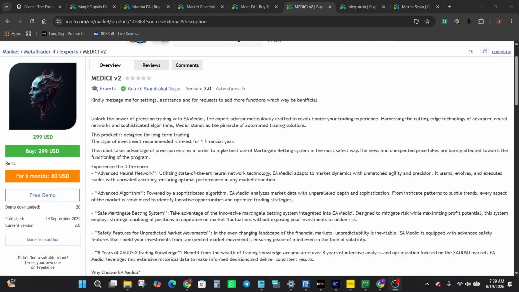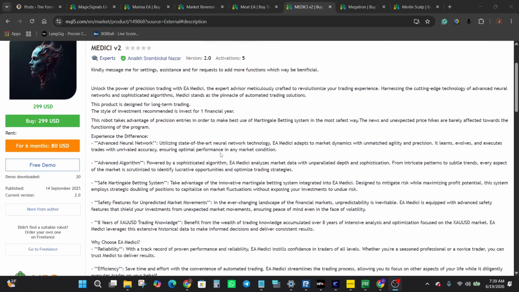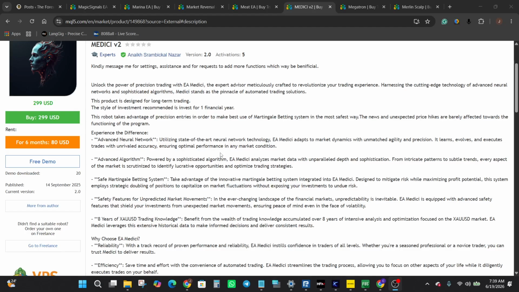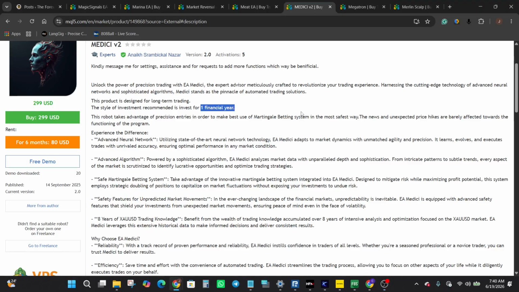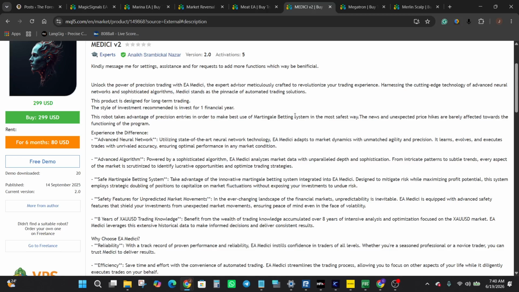Looking at the product description, the developer presents MEDICI V2 as a long-term trading expert advisor built around advanced neural networks and proprietary algorithms. According to the description, the system is intended for longer-term investing, with the developer recommending an investment horizon of approximately 1 financial year. As I continue scrolling through the page, the developer explains that the EA uses what is described as a martingale betting system.